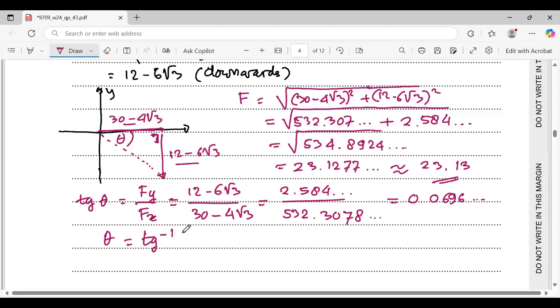So theta equals tangent power minus 1 of 0.06968, and the result is 3.9861, or 3.99. So this is theta.